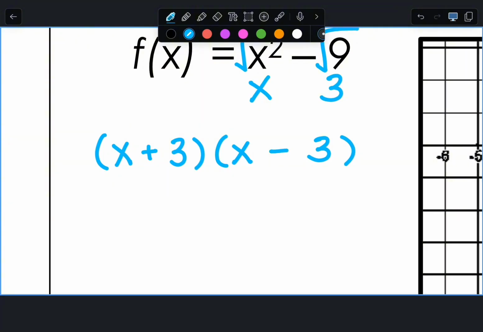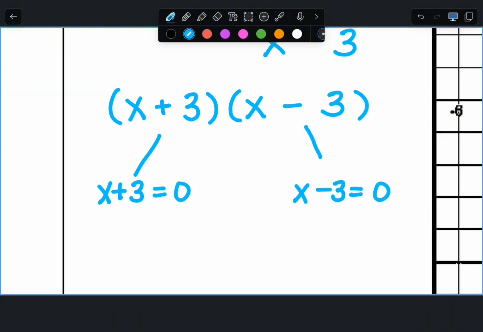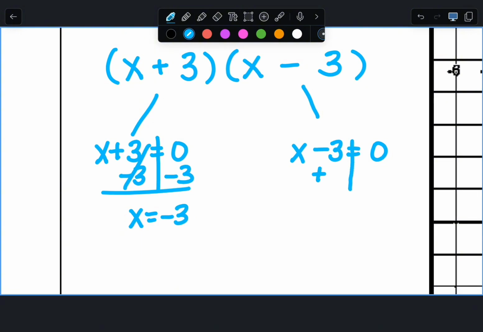Yesterday, we learned that we need to take an extra step to solve it. You take each binomial and turn it into an equation. So we take x plus 3, and set it equal to 0. Take x minus 3, and set it equal to 0. Then you solve for x. These are one-step equations. So how do you solve x plus 3? Plus 3 becomes minus 3. And then minus 3 on the other side becomes plus 3.